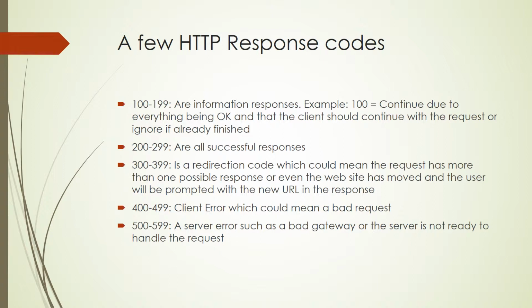300 to 399 is a redirection code, which could mean the request has more than one possible response, or even the website has moved and the user will be prompted with a new URL in the response. Code 400 through 499 is a client error, which could mean a bad request. 500 to 599 is a server error, such as a bad gateway where the server is not ready to handle the request.